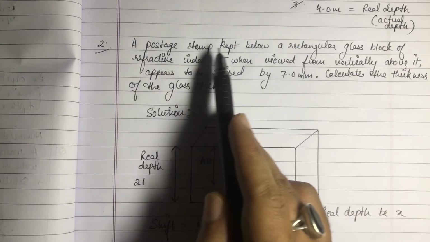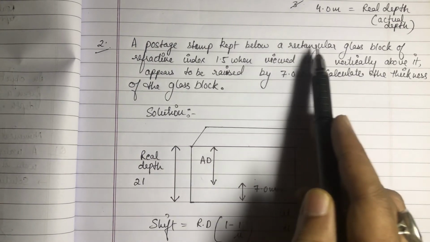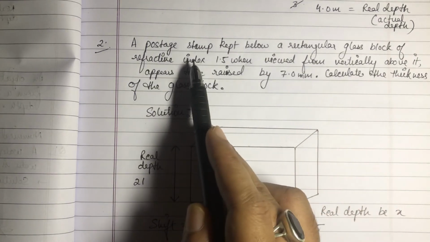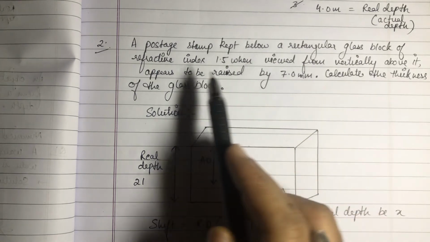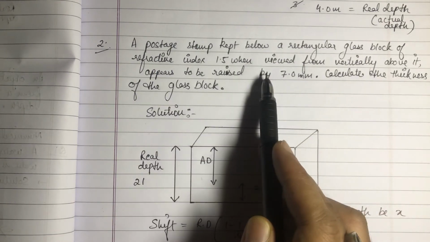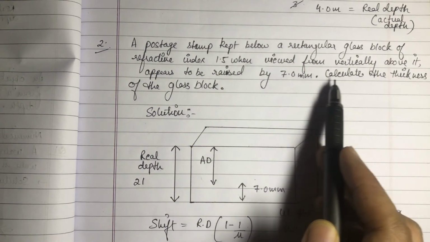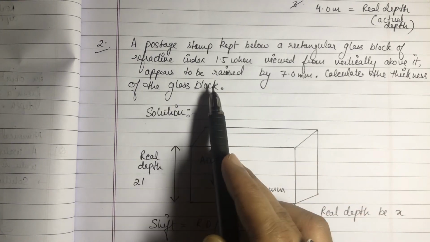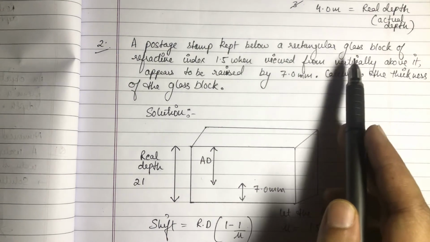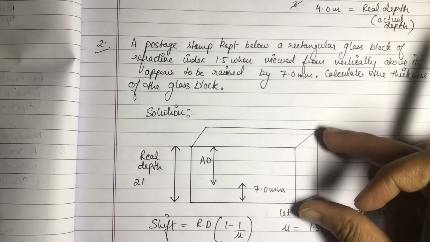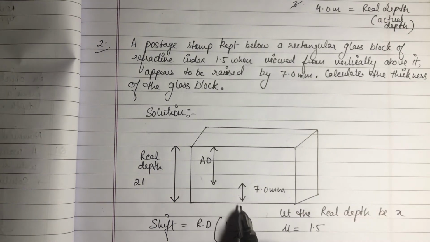A postage stamp kept below a rectangular glass block of refractive index 1.5, when viewed from vertically above it, appears to be raised by 7 millimeter. Calculate the thickness of the glass block. So a stamp is kept below a rectangular glass block. This we can see, I've drawn this rectangular glass block. It is kept somewhat over here, below it.